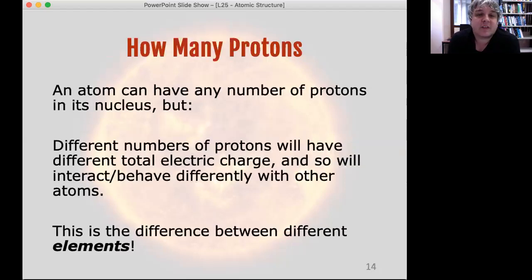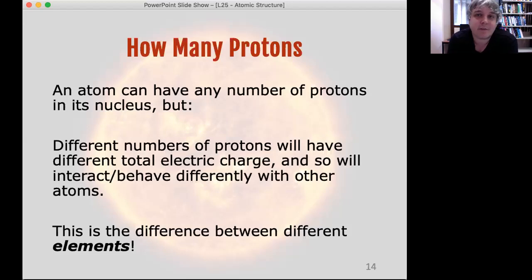An atom can, of course, have any number of protons in its nucleus, but different numbers of protons will have different total electric charges. And as we'll see in the next section, different amounts of electric charge means that things behave differently in terms of how they interact with other atoms and elements and substances in the world. So any atom which has a different number of protons will behave differently to all the other atoms with their own numbers of protons. And that's the difference between different elements.